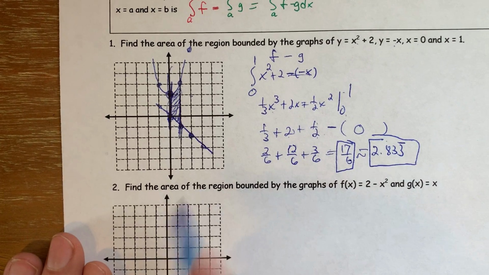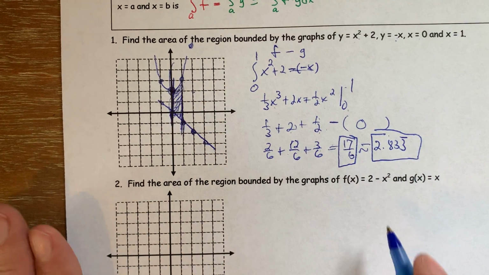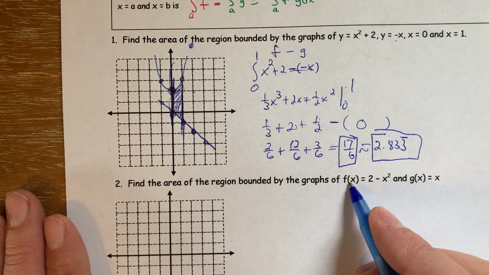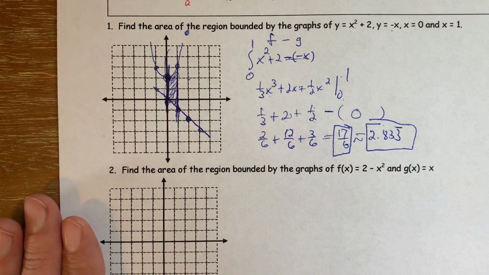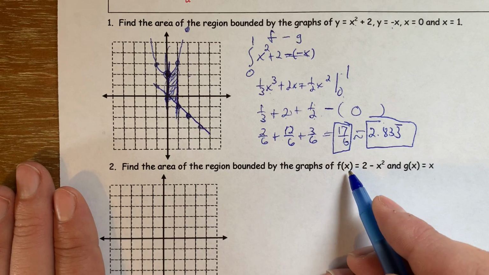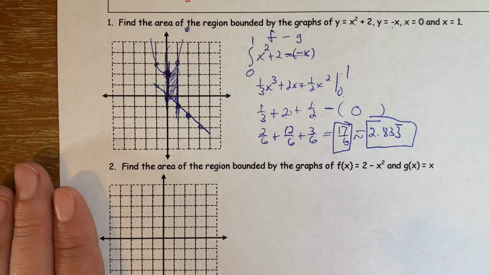Okay, try this on your own. So hopefully we understand it's the area of the top minus the bottom. Find the area of the region bounded by the graphs of f of x equals 2 minus x squared and g of x equals x. Feel free to use a calculator for arithmetic, guys.